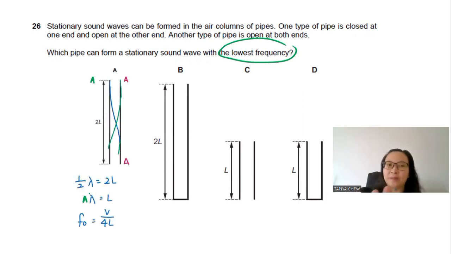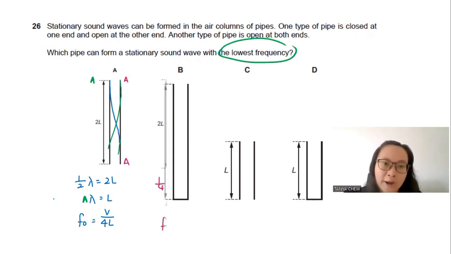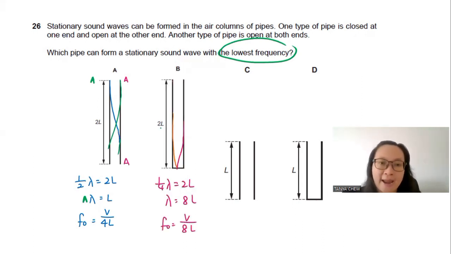For the fundamental frequency for A, this is related to 1/2 lambda. So I make the fundamental frequency the subject: V/4L. I compare with B, a tube closed at one end, where the closed end must be a node. So 1/4 lambda is equal to 2L, lambda is equal to 8L. Therefore I get the fundamental frequency equal to V/8L.